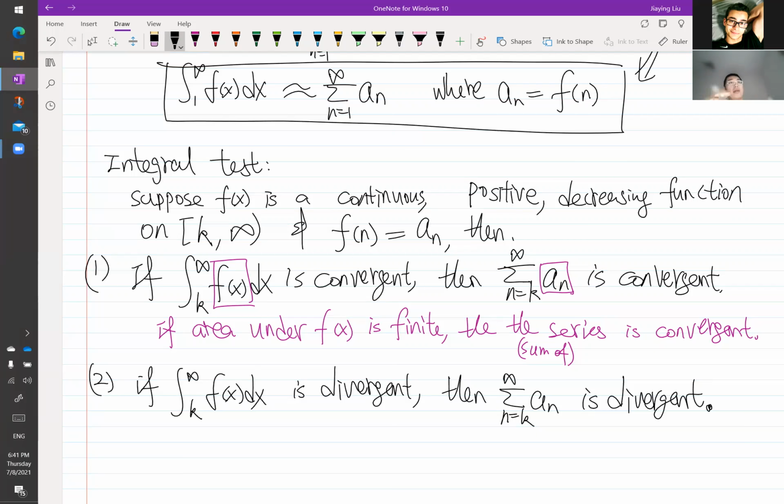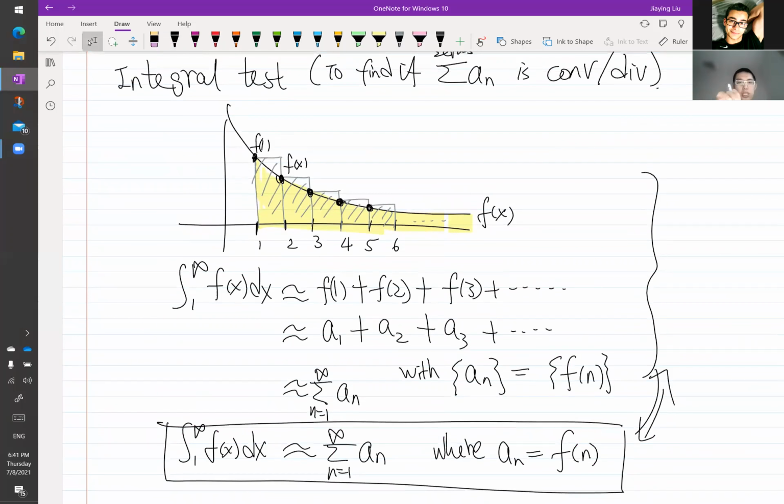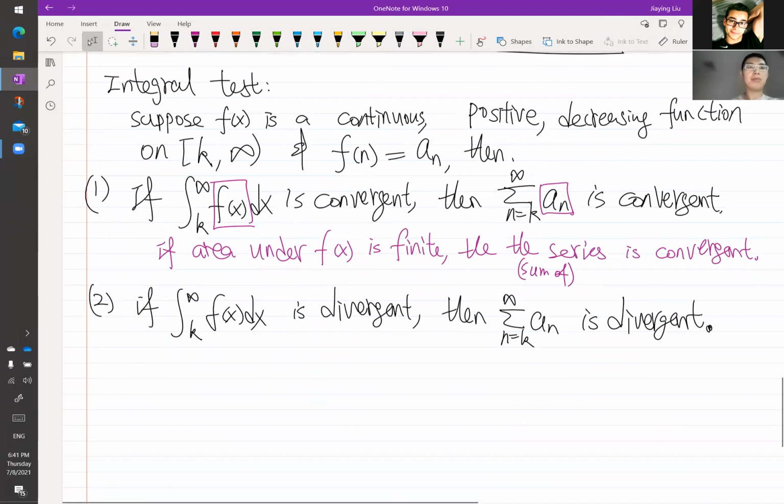So if the total area underneath the function, the area shaded in yellow, goes to infinity, then the sum of those rectangle areas also goes to infinity. That's just using the connection between an integral and a series to determine if a series is convergent or divergent. Any questions about this? It's probably confusing to you now, but let me know if you have any questions.